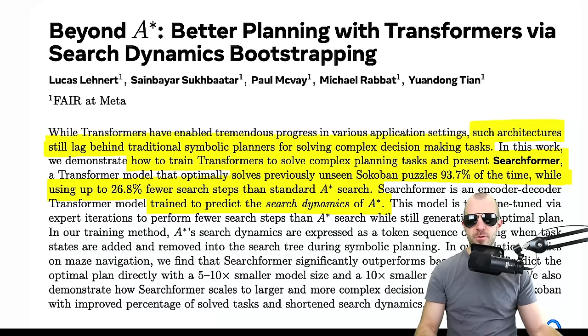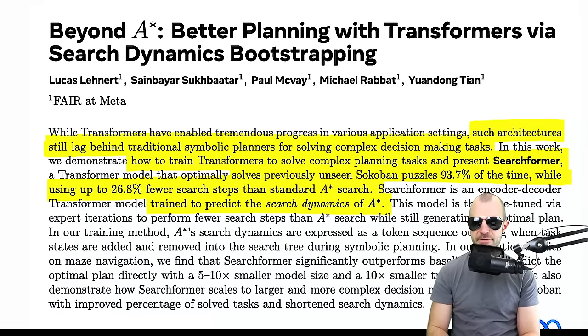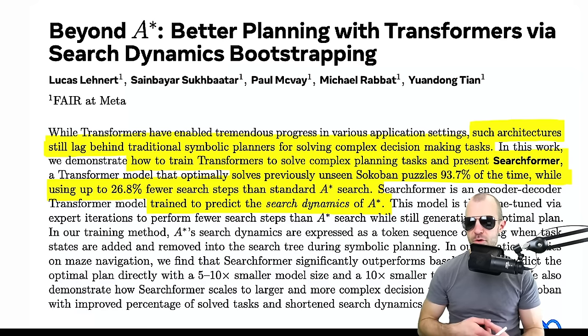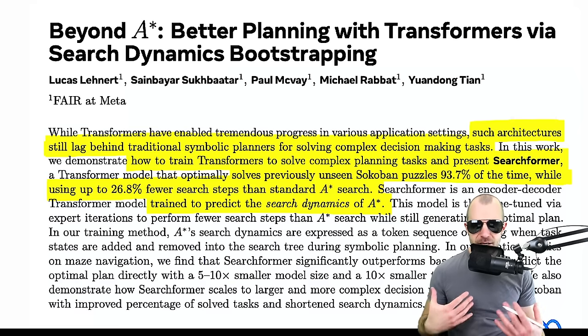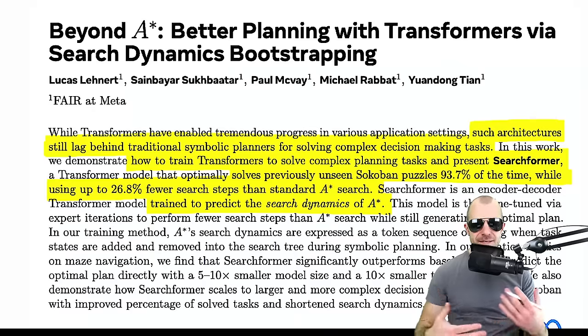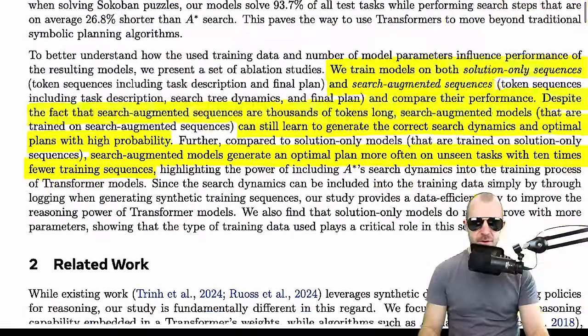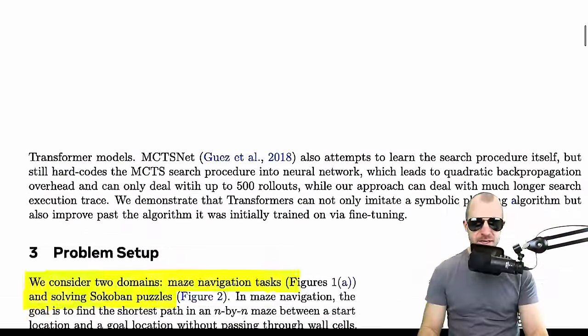Hello there. Today we're going to look at Beyond A Star, Better Planning with Transformers via Search Dynamics Bootstrapping by FAIR at Meta. This paper teaches a language model how to perform planning, in the sense that it teaches it how to think about a planning problem and what steps you have to do to plan ahead. Applications of this in this paper are kind of game applications.